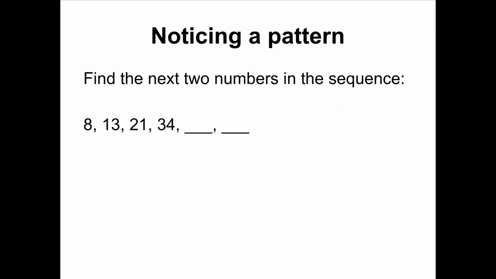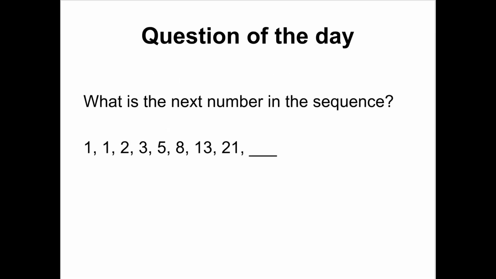So this pattern here, if we were to keep going with it, is that we're adding the previous numbers together. 1 plus 1 equals 2. 1 plus 2 equals 3. 2 plus 3 equals 5. 3 plus 5 equals 8. And so if we were to add these two together, we would get 34.